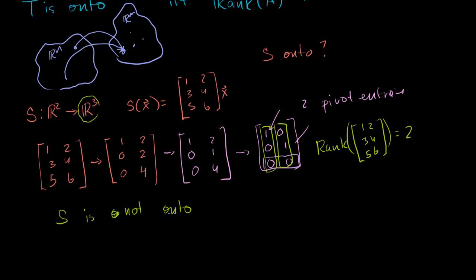And so that's one of the 2 conditions for invertibility. So we definitely know that S is not invertible. Hopefully that's helpful. Now in the next video, we're going to focus on the second condition for invertibility, and that's being 1-to-1.